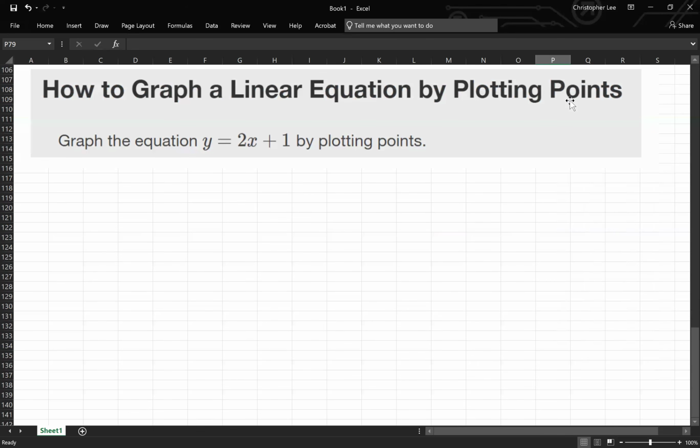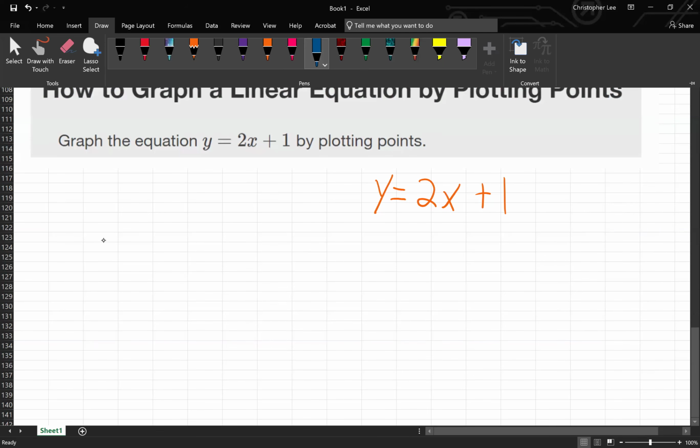So first we got to make up some points, right? So this equation is y equals 2x plus 1, right? So what you want to do is make something called a table of values.